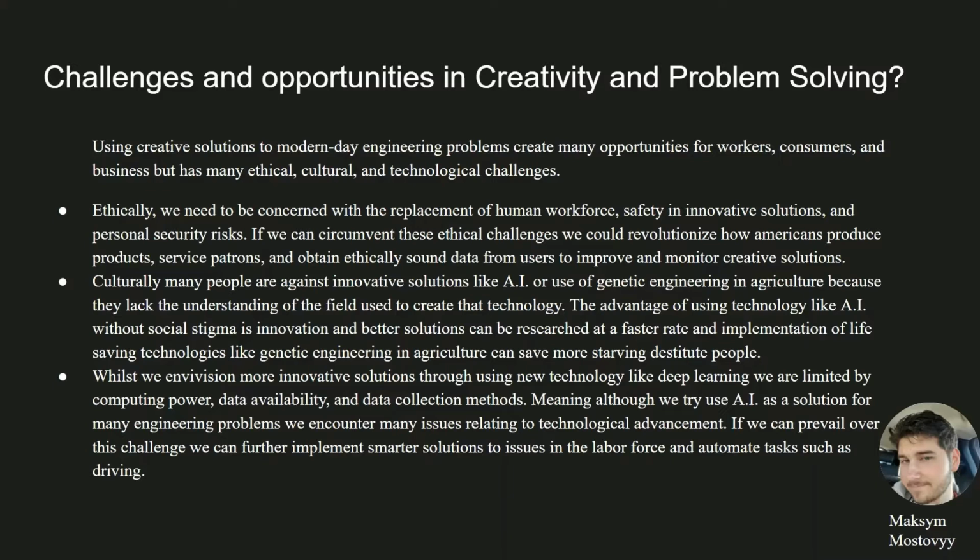Or else we envision a more innovative solution through new technologies, like deep learning. We are limited by our computing power, data availability, and data collection methods, right? So technology is another big limitation, and it's a big challenge that we face. Although, if we can prevail over this, we'll be able to further implement smarter solutions in the labor force and automate tasks such as driving. If we were able to effectively label a lot of training data for self-driving cars, we can have safer driving overall for everyone.